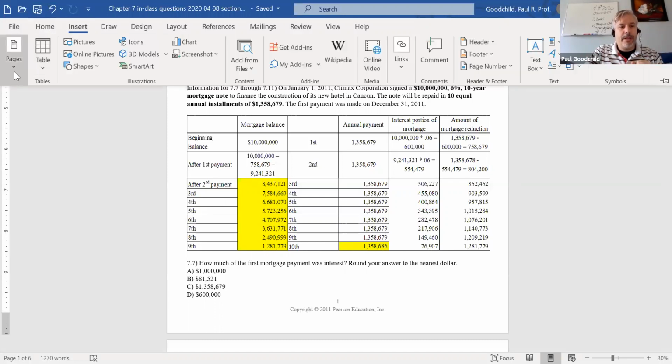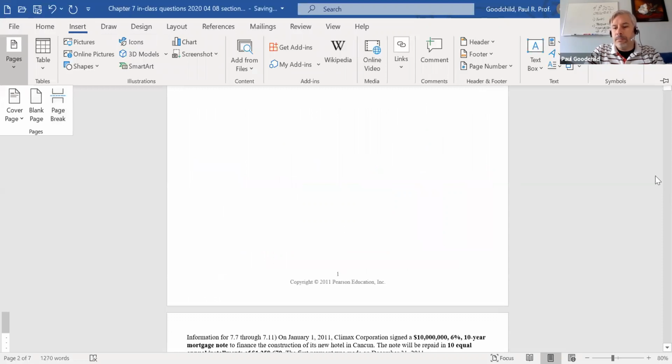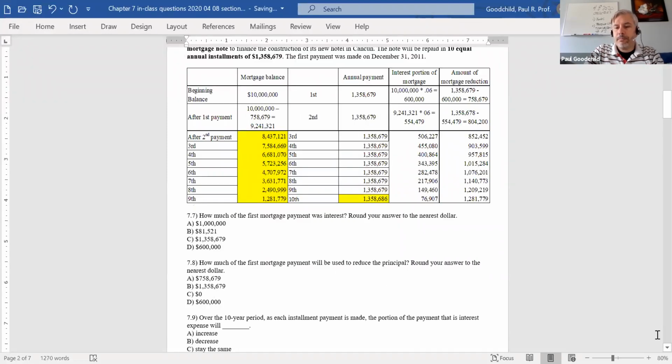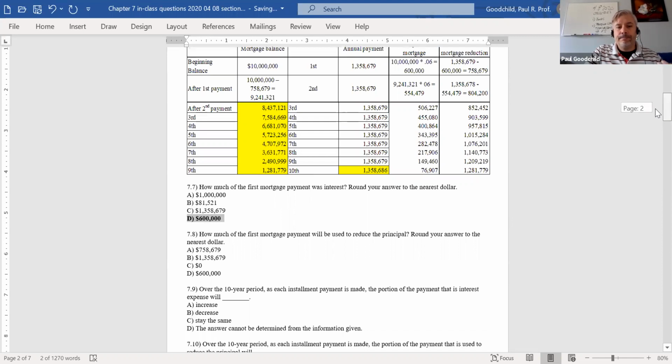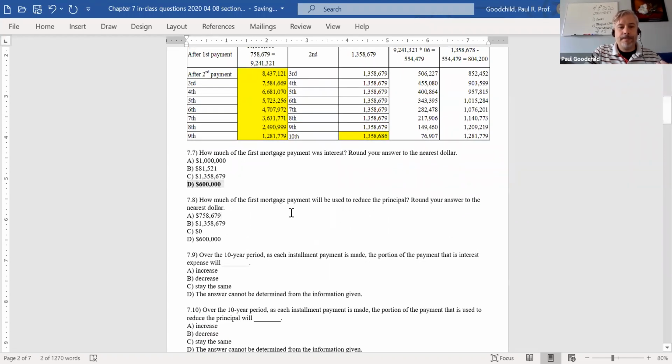I'm going to put a page break in here. And then we can move down and answer these questions now. So it asks, how much of the first mortgage payment was interest? Round your answer to the nearest dollar. So we know from our first payment that it was $600,000. Okay. How much of the first mortgage payment will be used to reduce the principal? $758,679.